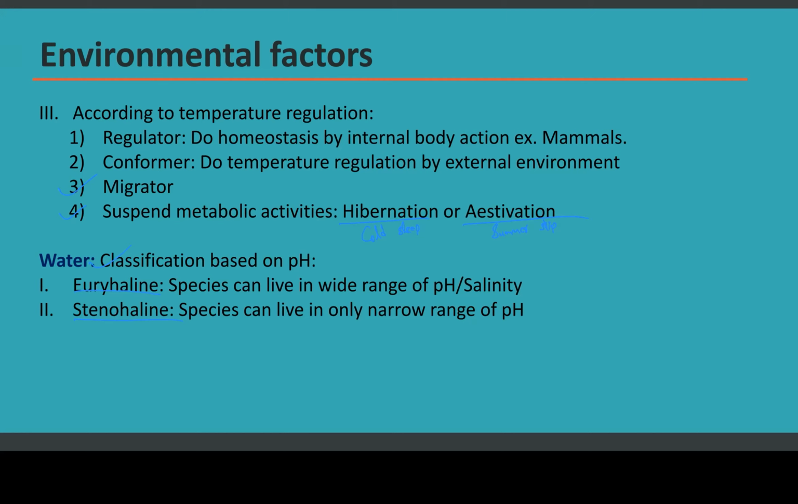Euryhaline, same as we have already seen in the case of temperature: the species can live in a very wide range of pH, and they can also survive in high salinity. In the case of stenohaline organisms, these species can live only in a very narrow range of pH. They cannot tolerate very high pH, or maybe very low pH. They will only survive in a very specific range of pH. So these organisms are called stenohaline organisms. This is the classification according to the pH of water.